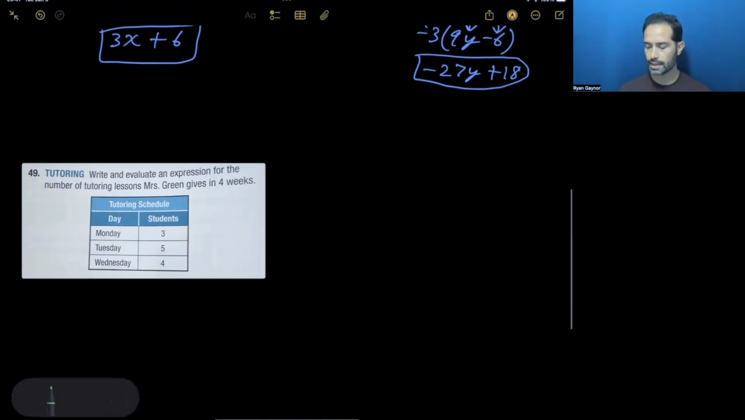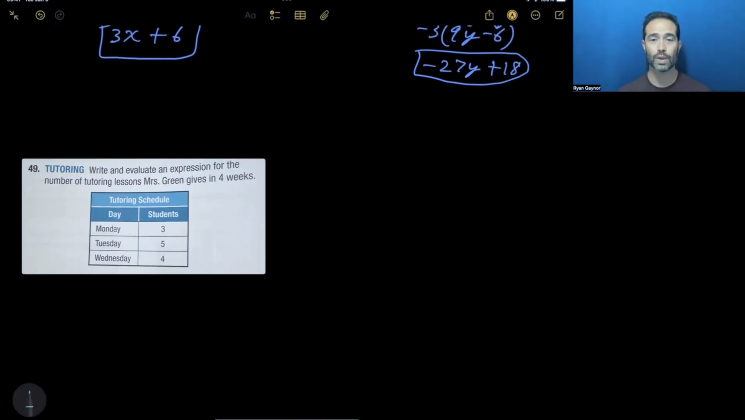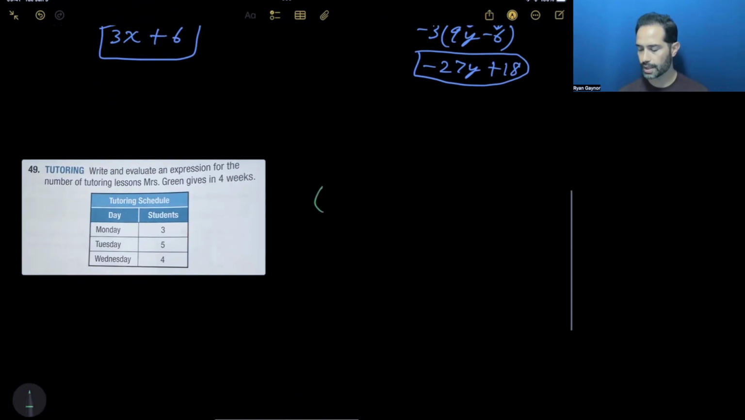So it says for 4 weeks. Well, we know that 1 week is just going to be this table. So since 1 week is just this table, right, we can put parenthesis 3 plus 5 plus 4. Okay, so that's your Monday, Tuesday, and Wednesday. 3 students plus 5 students plus 4 students. Okay, so that's our 1 week.